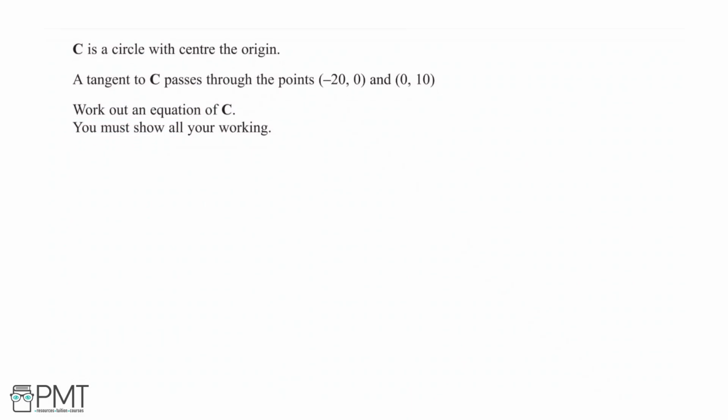We are told C is a circle with center at the origin. The tangent to C passes through the points (-20, 0) and (0, 10). Work out an equation for C and we must show all of our working. And this is worth 5 marks.